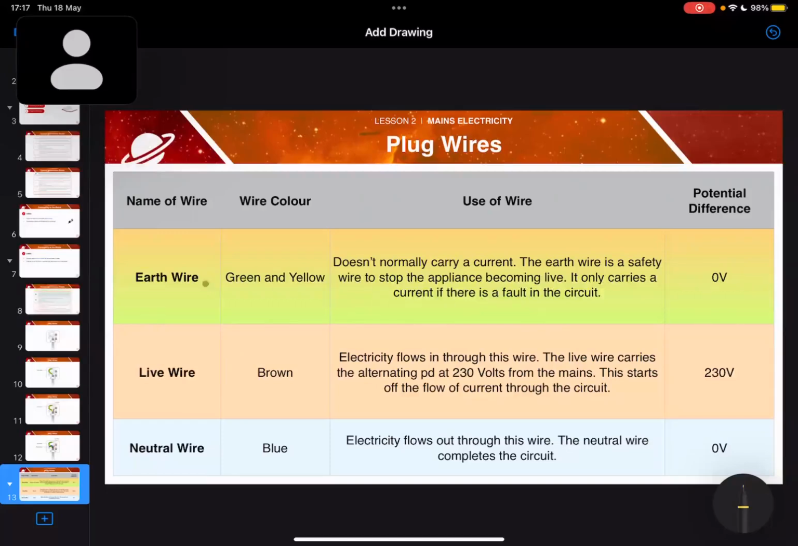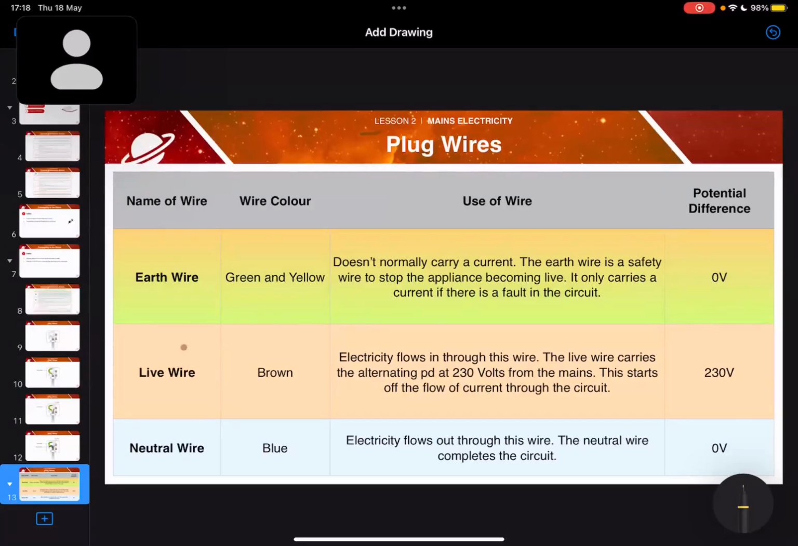If you use a toaster and you didn't have an earth wire, and the live wire accidentally touched the body of the toaster, if you touched the toaster, you'd get that electricity. So that is why you need an earth wire as a safety mechanism to stop that appliance from becoming live. It only carries a current if there is a fault in the circuit. Normally, the current is 0 and the potential difference is 0. But if your circuit is considered dangerous by the earth wire, it will take some of that current and conduct some electricity.